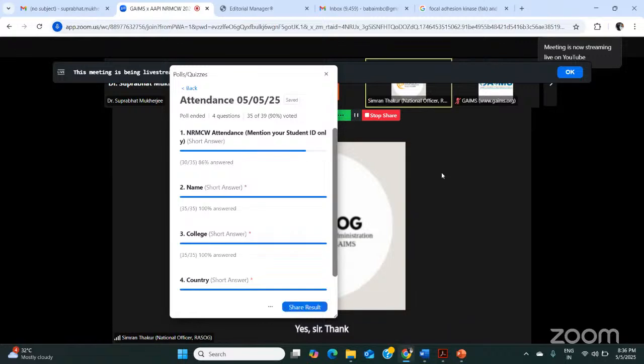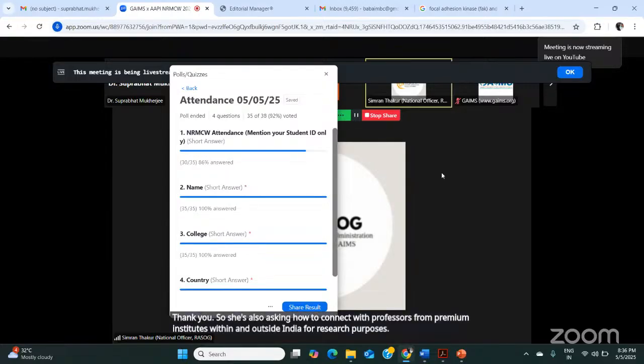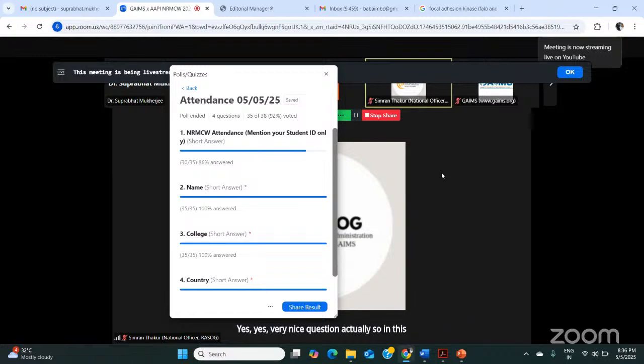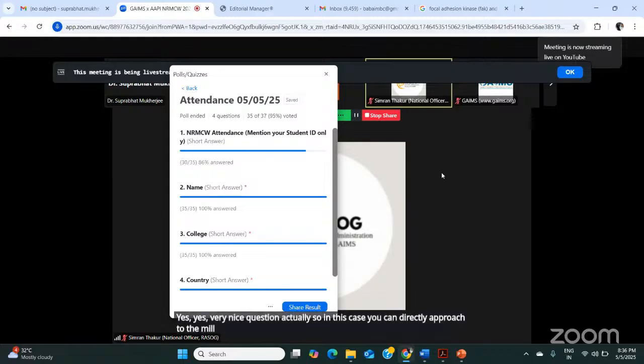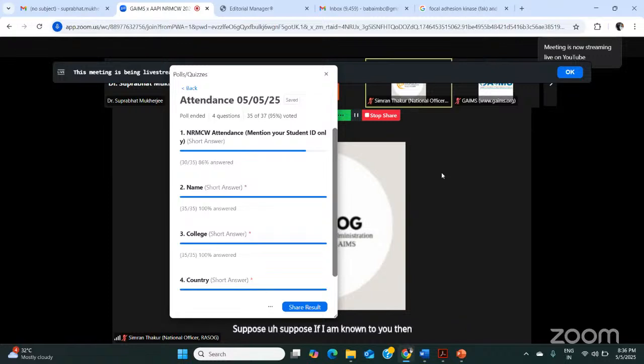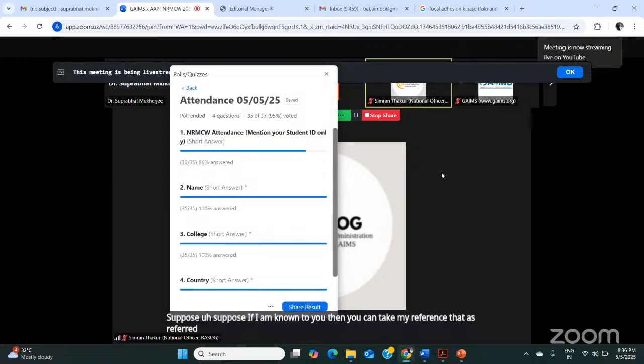She's also asking how to connect with professors from premium institutes within and outside India for research opportunities. Yes, very nice question actually. In this case, you can directly approach by mail or through any reference. Suppose I am known to you, then you can take my reference, that as referred by Dr. Mukherjee from Kazi Nazrul University, I am writing this email to express my interest to work under your guidance regarding this particular topic.